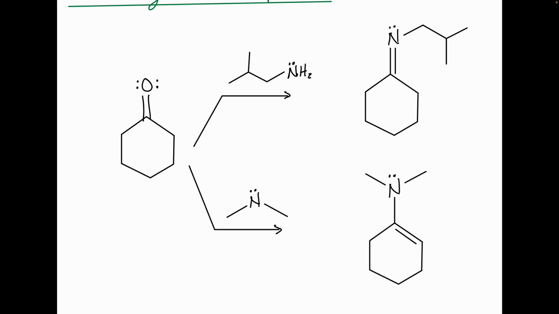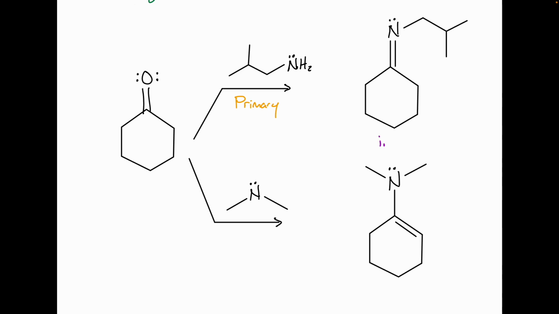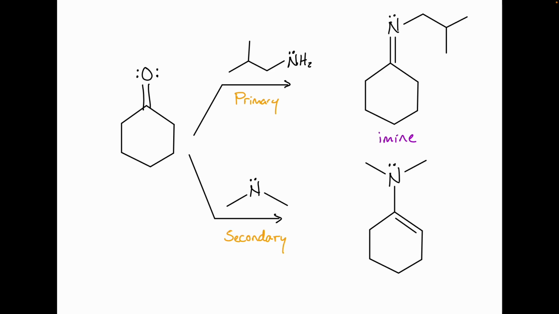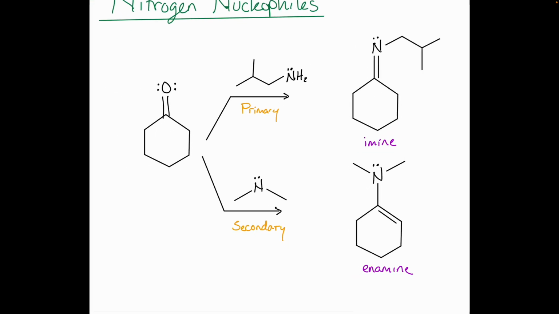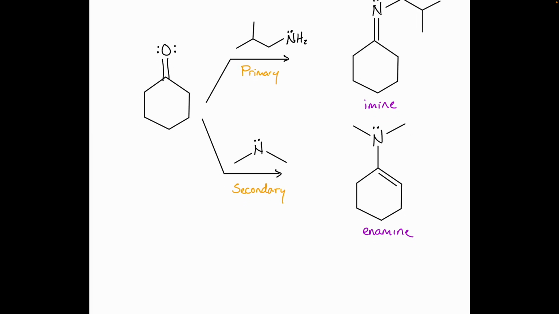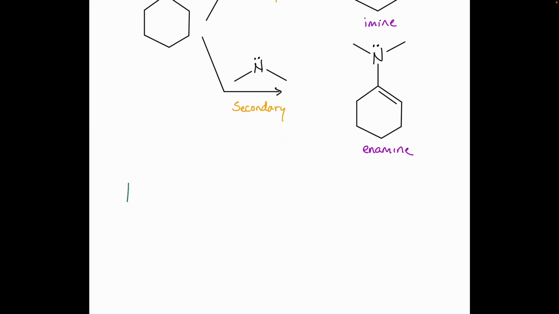Okay, and so the distinction here was in the first one we were using a primary amine. That gave us this imine with an I. In our second one, we were using a secondary amine, and that's what gave us these enamine products. Okay, and we wanted to put nitrogen nucleophiles into a separate category from our normal nucleophiles.